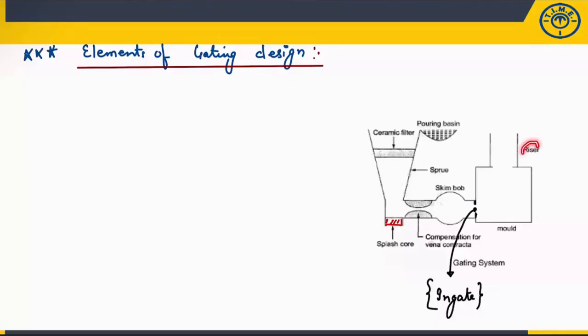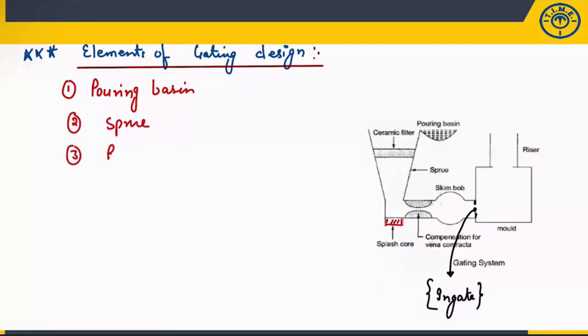Now, why are we providing the riser? As you know, during solidification there will be shrinkage. The shrinkage will happen in the mold cavity, so during that time the riser will supply the extra liquid molten metal. So the riser is a reservoir of liquid molten metal, which will supply the liquid during the shrinkage. So what are the basic elements of this gating design? The first one is the pouring basin. Second one will be the sprue.